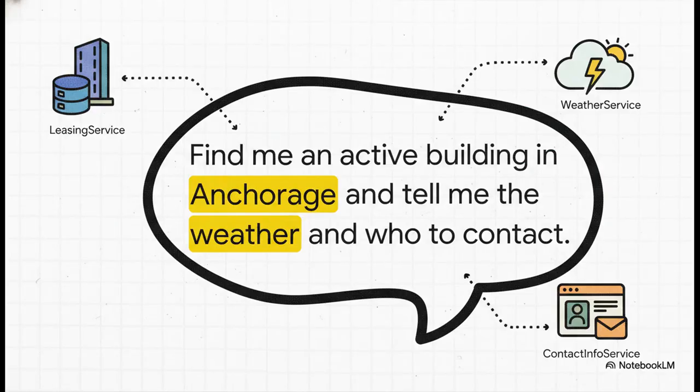Now the user comes along and makes their request. Find me an active building in Anchorage and tell me the weather and who to contact. Notice how this one sentence in natural language touches on the capabilities of all 3 services we just provided. Now the AI has to figure out what to do.